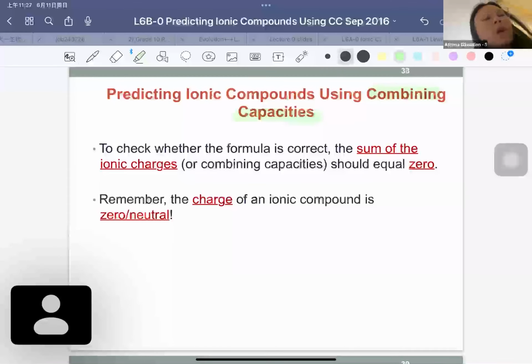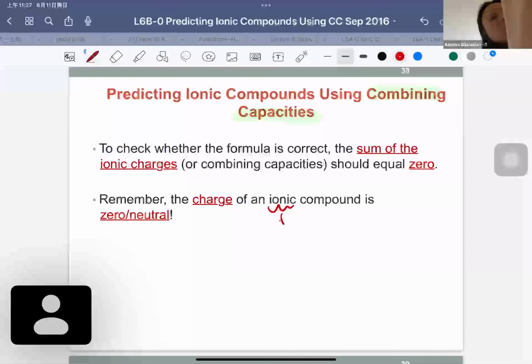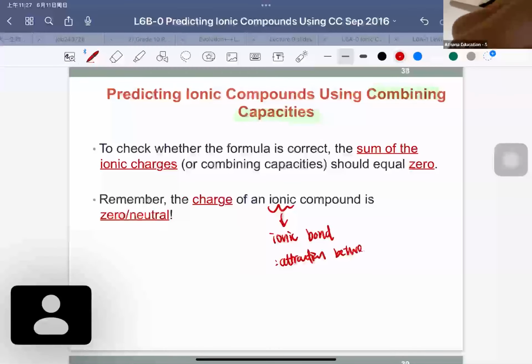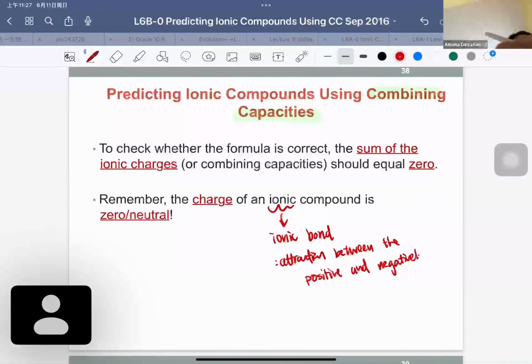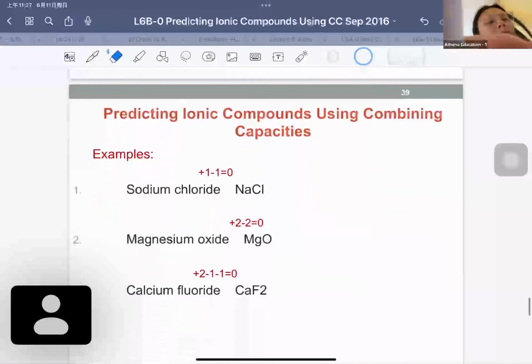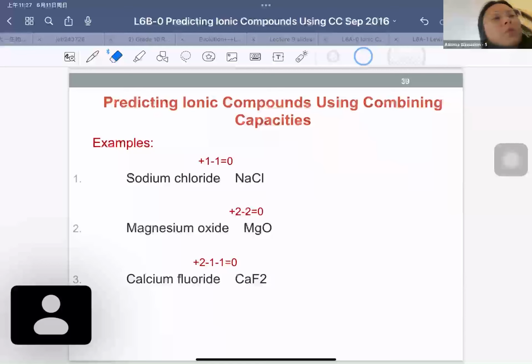And remember, ionic compounds, even though it's called an ionic compound, this ionic is referring to the ionic bond you find inside. All right, ionic bond, so it's the attraction between the positively and negatively charged ions. So it's that attraction this ionic is referring to, but overall the compound should always be neutral, and the charge should always be 0. Like all of them we did.